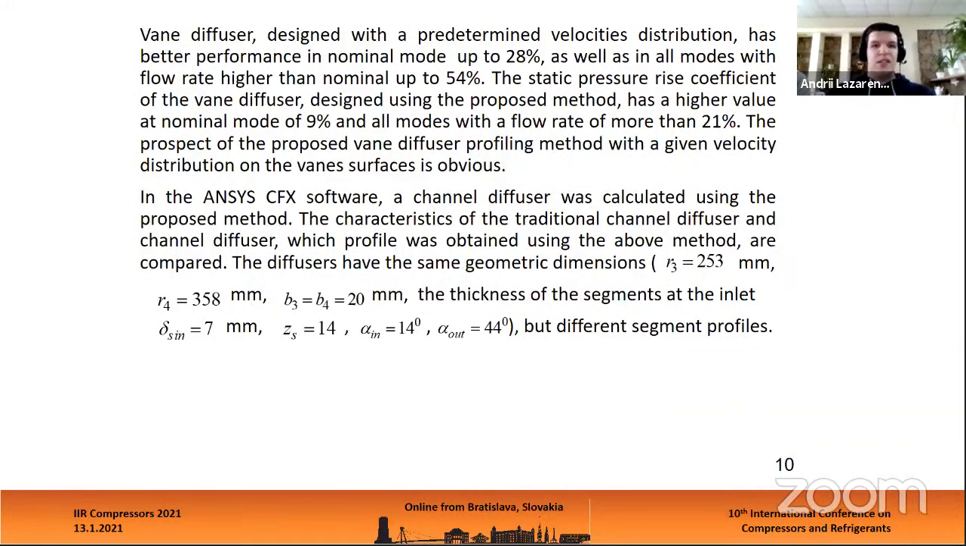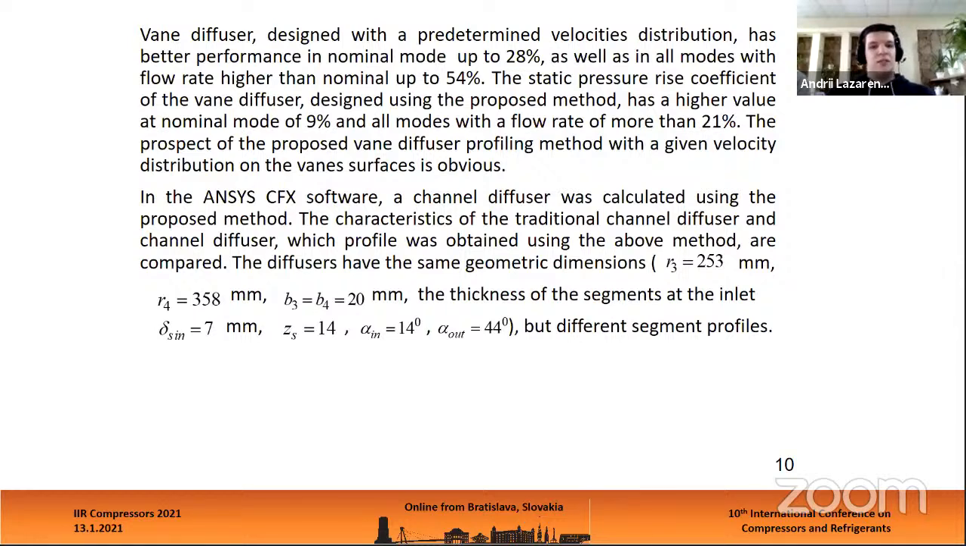A vane diffuser designed with a predetermined velocity distribution has better performance in nominal mode by up to 28%, as well as in all modes with flow rate higher than nominal by up to 54%. The static pressure rise coefficient of the vane diffuser designed using the proposed method has a higher value in the nominal mode by 9% and in all modes with flow rate more than nominal by 21%. The prospect of the proposed vane diffuser profiling method with a given velocity distribution on the vane is obvious.